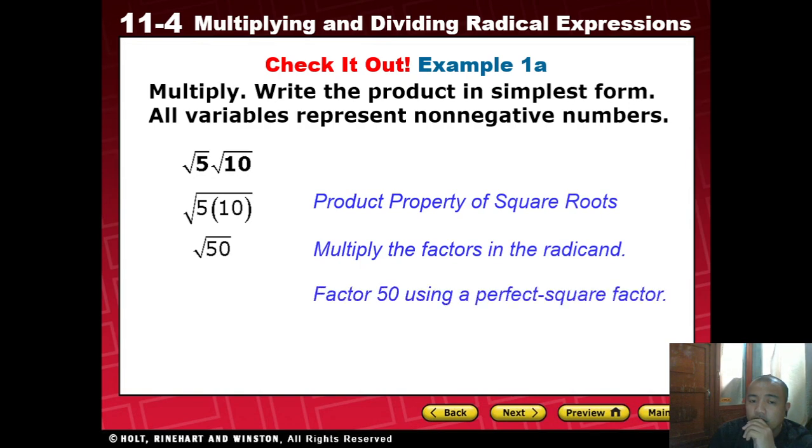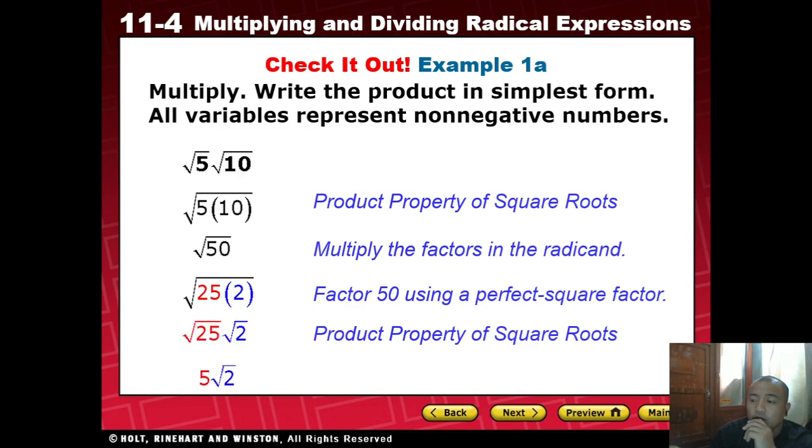Okay, let's factor 50 using a perfect square factor, which are 25 and 2. Factors of 50, wherein one of the factors is a perfect square factor, 25 and 2. Now, what is square root of 25?